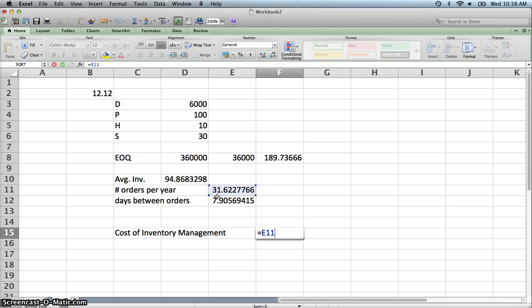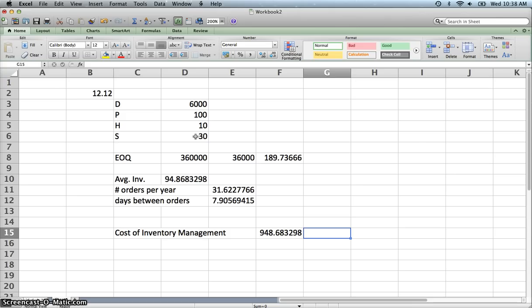Remember that every time we order, we have to pay $30 in ordering or setup cost, and so you'll see that that comes up to $948. Those 31 orders times 30, $948.68 to be more precise.